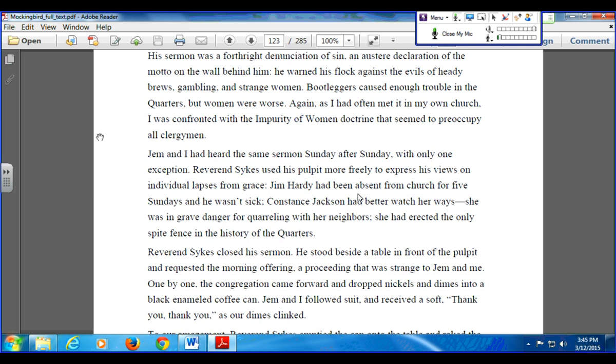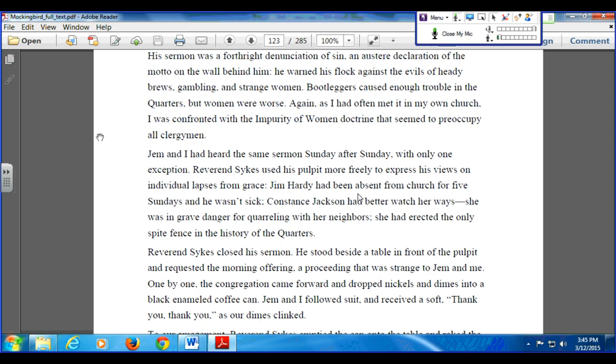Reverend Sykes used his pulpit more freely to express his views on individual lapses from grace. Jim Hardy had been absent from church for five Sundays and he wasn't sick. Constance Jackson had better watch her ways. She was in grave danger of quarreling with her neighbors. She argued over the only spike fence in the history of the quarters. Reverend Sykes closed his sermon. He stood beside a table in front of the pulpit and conducted the morning offering, a proceeding that was strange to Jem and me.